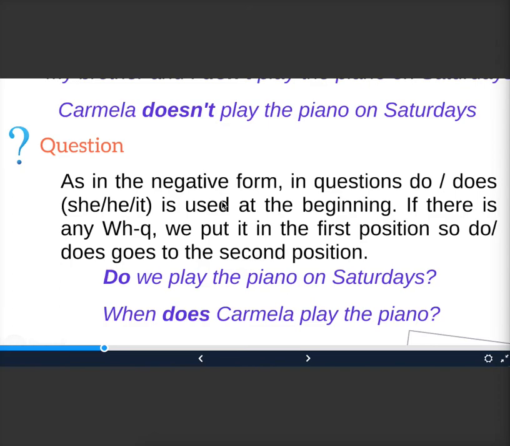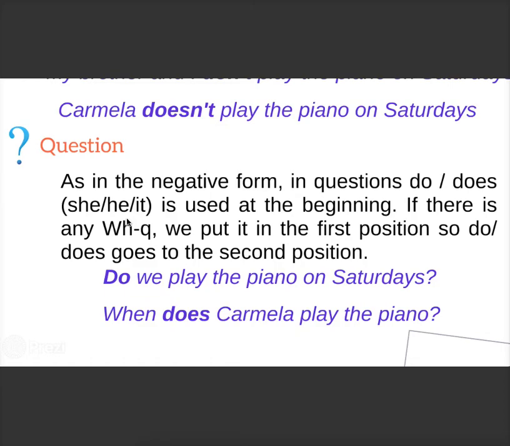For example, do we play the piano on Saturdays? Look at this. You have your auxiliary verb, you have the subject, and you have the verb in the normal way. ¿Sí ven? Y luego el complemento. But what happened when you have a WH question?